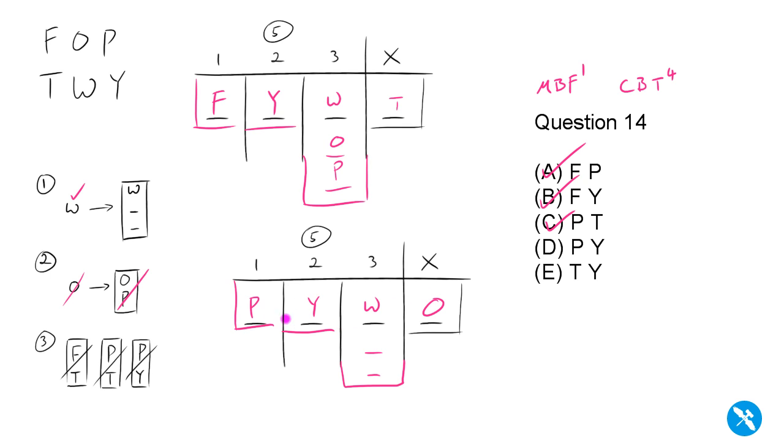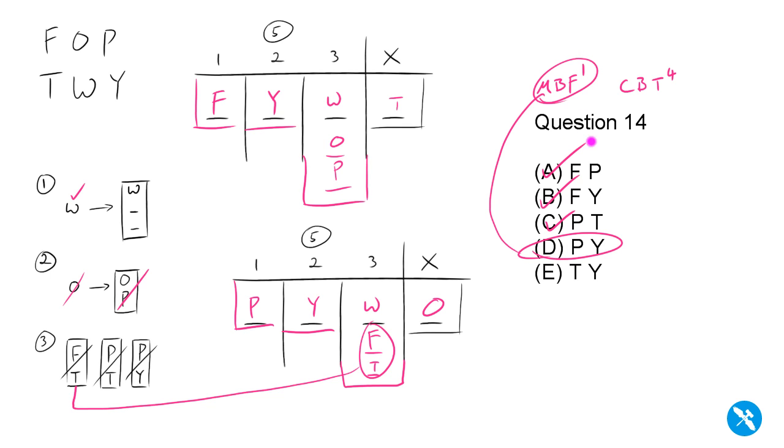And now, what's left? Well, just take stock. We got P, Y, W, O, right? P, Y, W, F, T are the 2 items that are left. So FT like this, but wait, look, now you've contradicted this rule. FT can't be together, so there you go. That's why this is the cannot be true or must be false answer.